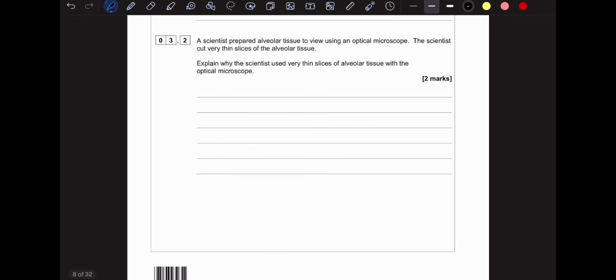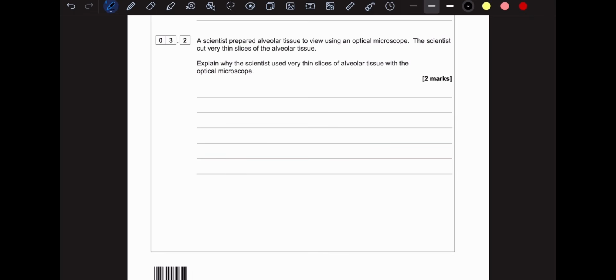Lovely. Scientists prepared alveolar tissue to view using an optical microscope. The scientists cut very thin slices of the alveolar tissue. Explain why the scientists used very thin slices of alveolar tissue with the optical microscope. Good question, right? So why would we only want a very thin layer? Well, when you're using an optical microscope you want the light from the microscope to be able to go through the cell.